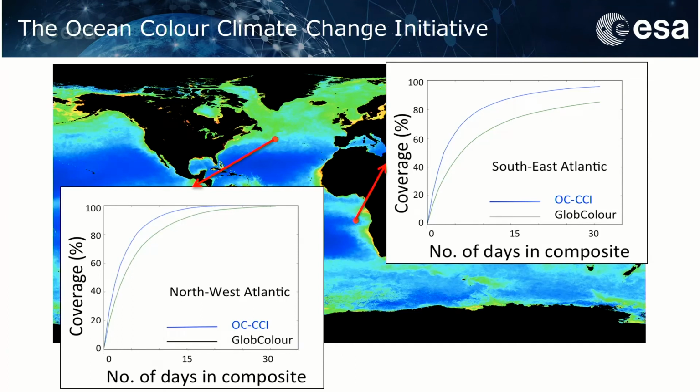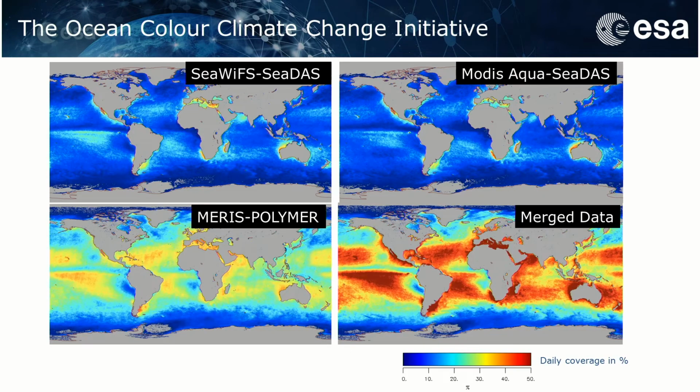And also with our CCI product, we were improving the coverage over other merged products, in this case GlobColour for this example. And this again was partly due to using the polymer algorithm on MERIS, where we were getting many more retrievals. Okay. So that's a bit about the Ocean Colour Climate Change Initiative project.